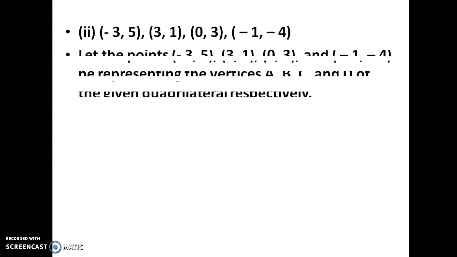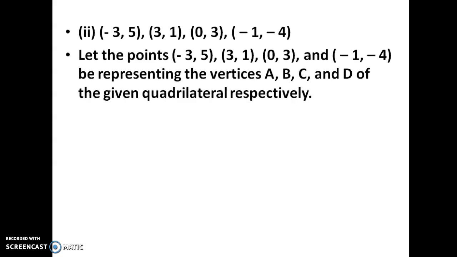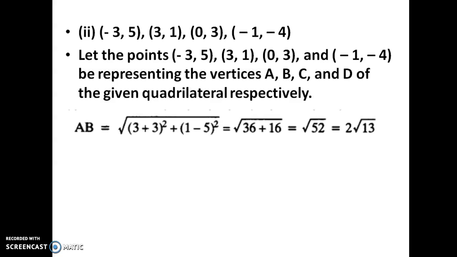Next subdivision, these are the 4 coordinates. We can name it as ABCD. So putting in the distance formula, AB equals root of (3 plus 3) the whole square, then (1 minus 5) the whole square. So 3 plus 3 is 6, 6 square is 36. Then 1 minus 5 is minus 4, and minus 4 square is plus 16. If you add these two, you get 52, square root of 52. By prime factorizing, you get 2 root 13.